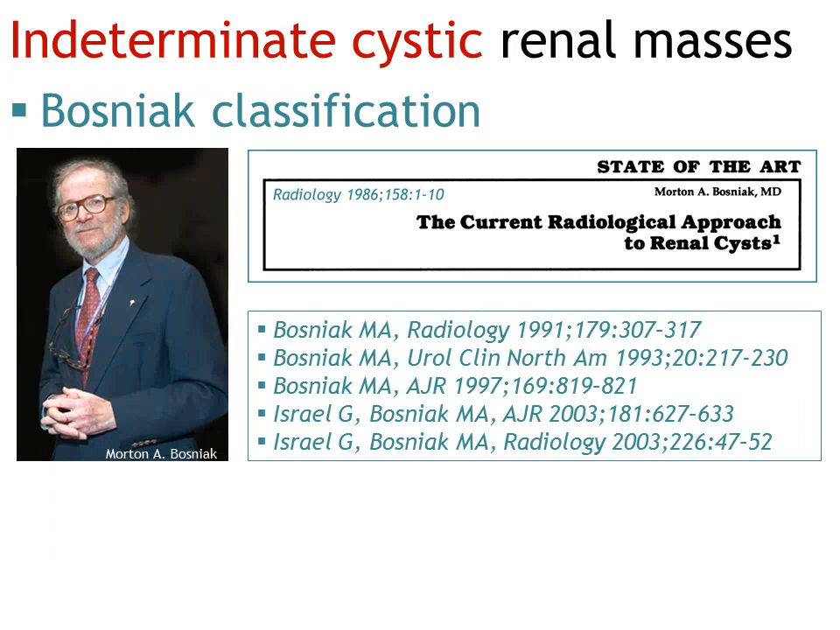Bosniak classification is the most popular system in evaluation of cystic renal masses. It was introduced in 1986 by Dr. Morton Bosniak at New York University, who recently passed away. There were some modifications, and the current system is 5-class system: 1, 2, 2F, 3, and 4. Here you should understand that the Bosniak classification is originally for renal CT, but it can be applied to renal ultrasound or MRI as well.